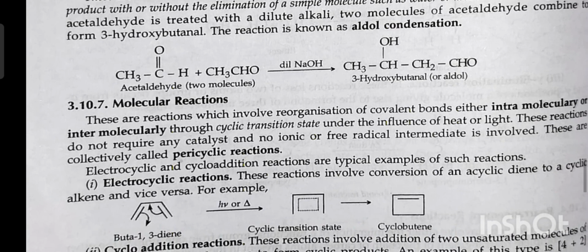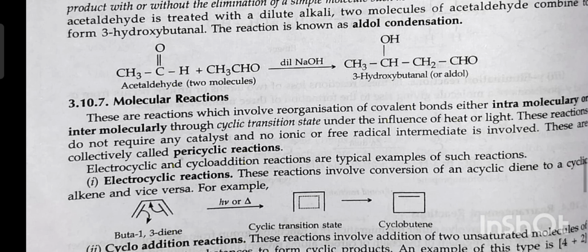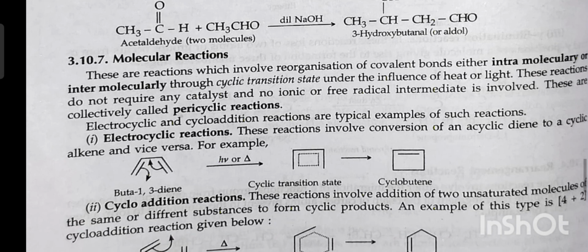Molecular reaction. These are reactions which involve reorganization of covalent bonds, either intramolecular or intermolecular, through a cyclic transition state under the influence of heat or light. These reactions do not require any catalyst, and no ionic or free radical intermediate is involved. They are collectively called pericyclic reactions. Electrocyclic or cycloaddition reactions are typical examples of such reactions.